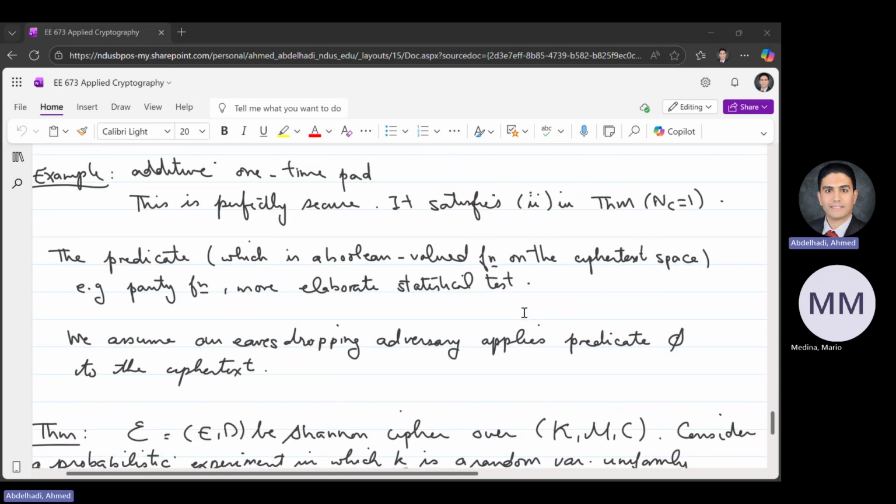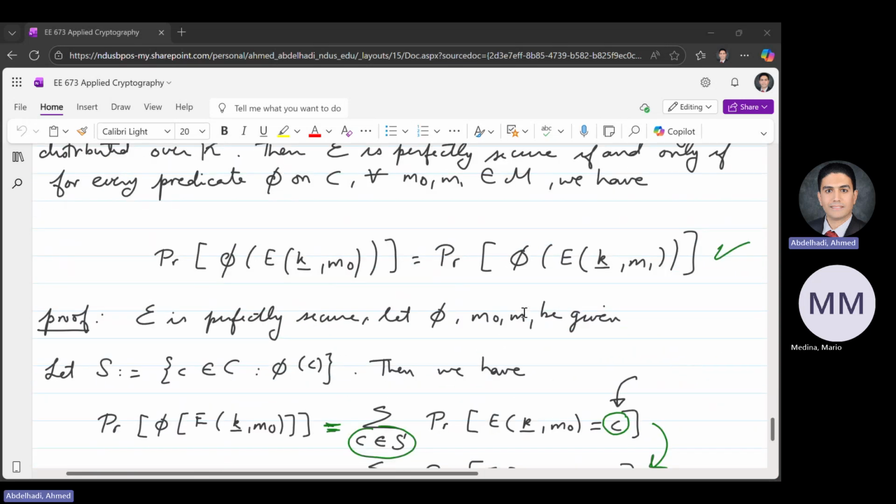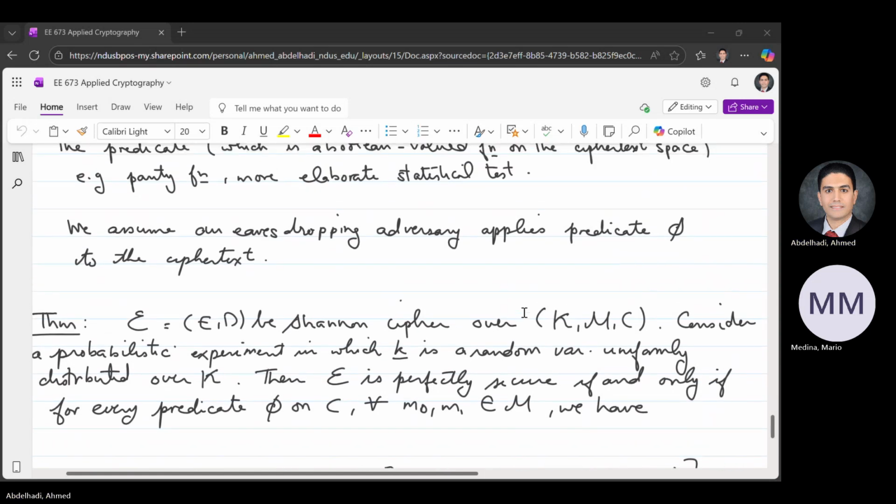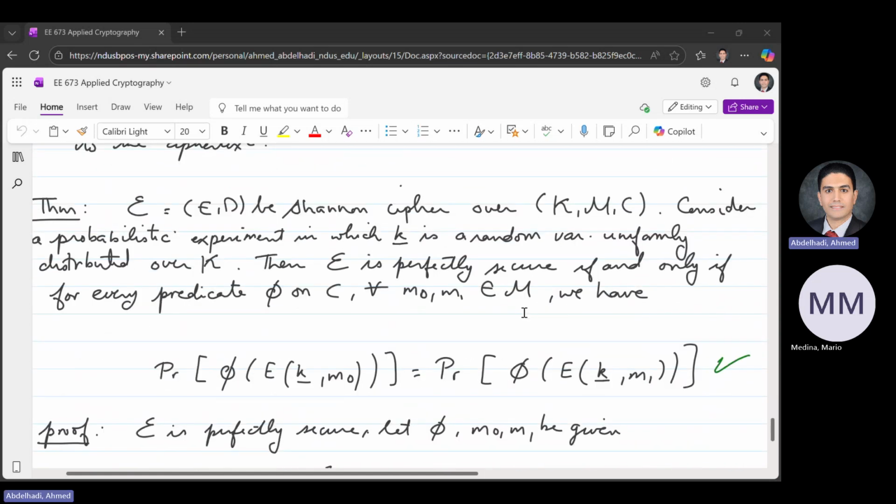And then we looked into the additive one-time pad, and we said that this is perfectly secure, again, by using the second part of the theorem. I think this is where we stopped last time. We talked about: if we have a Shannon cipher over K, M, and C, consider a probabilistic experiment in which K is chosen uniformly.